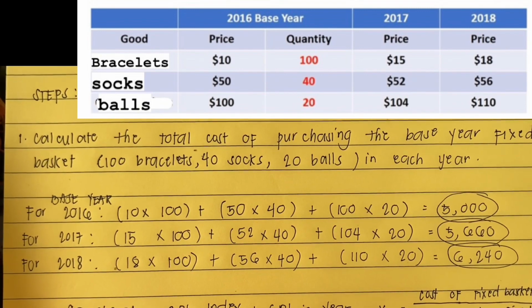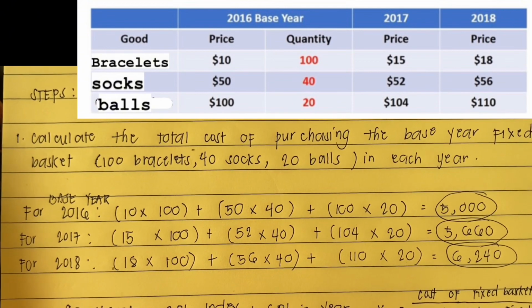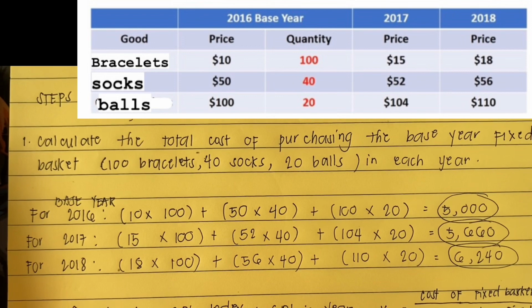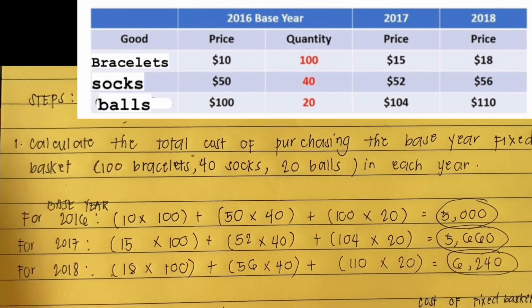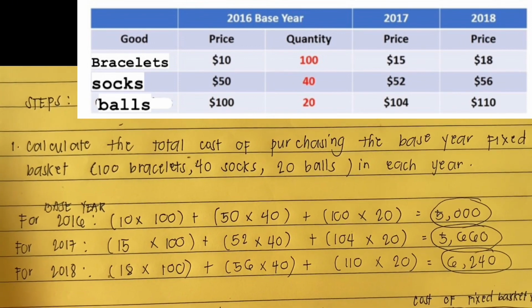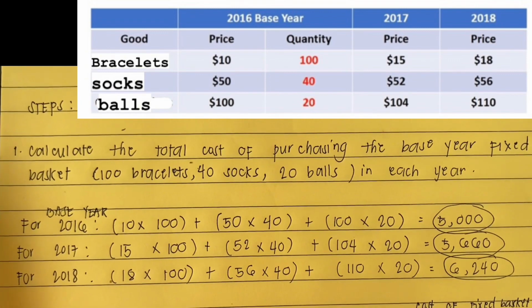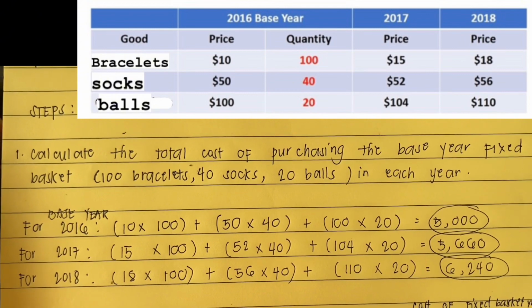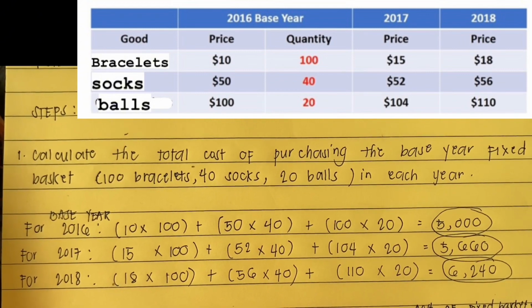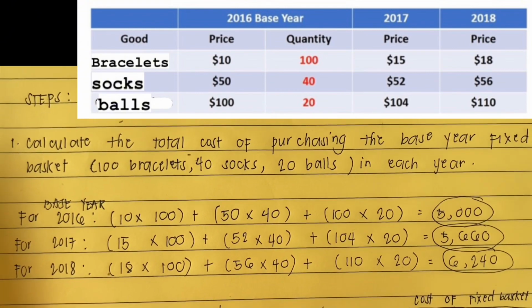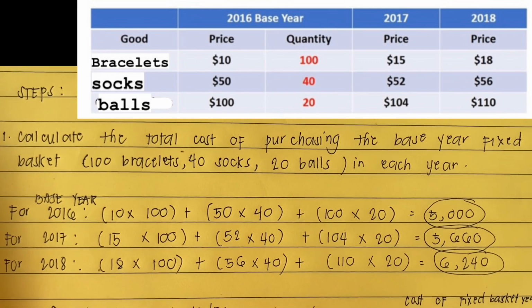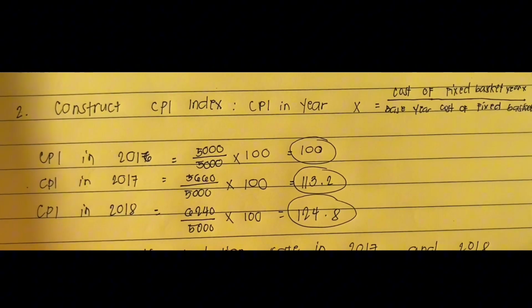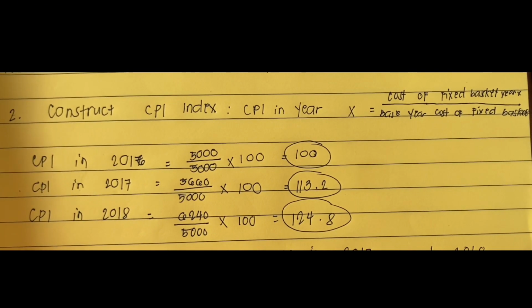5,660. For the year 2018, the price of bracelets is 18 pesos times the quantity of 100, and the price of socks is 56 times the quantity of 40, plus the price of balls is 110 times the quantity of 20 equals 6,240. So our second step, construct CPI index.